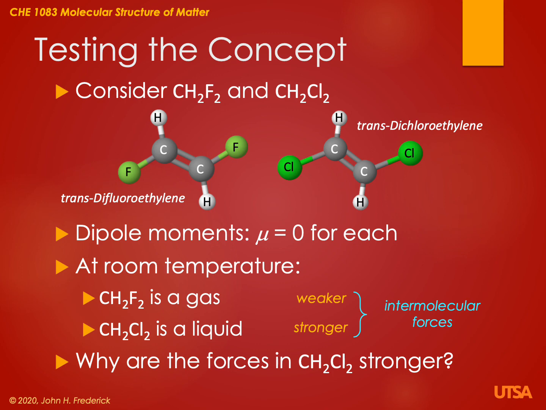So let's think about the other things that are different between these. They're very similar in many ways with the charge separation and the lack of a dipole moment. But one thing that's very different between them is that chlorine is a much larger atom. That means its electron cloud is more deformable. So in fact, it has stronger dispersion forces than the difluoroethylene compound would. And it's the greater strength of these dispersion forces that causes the dichloroethylene compound to be a liquid at room temperature.